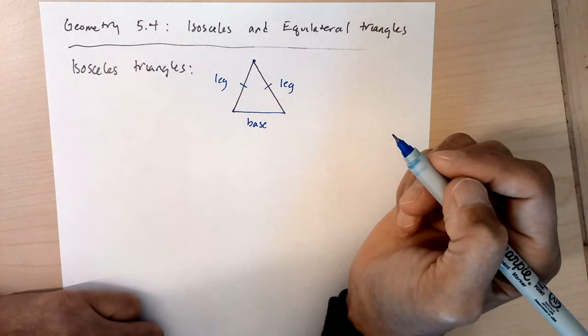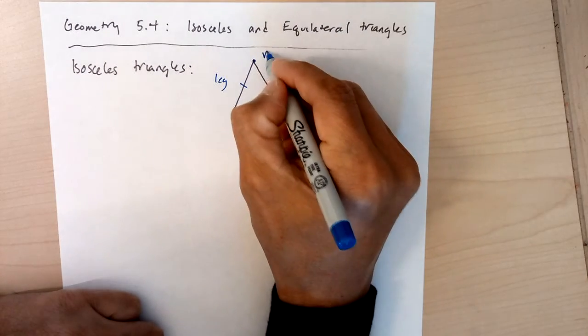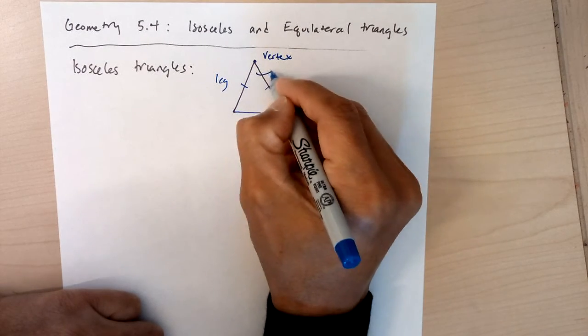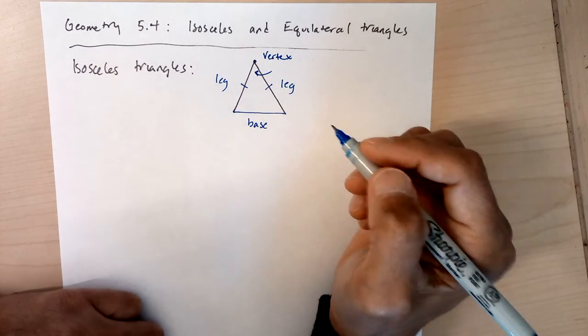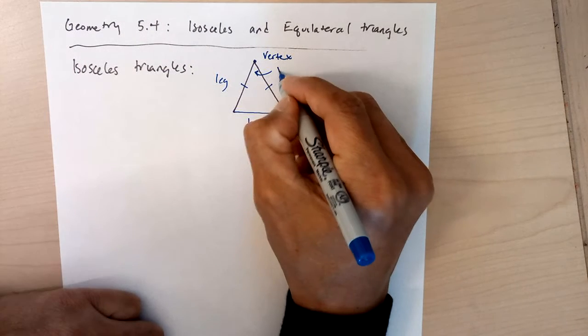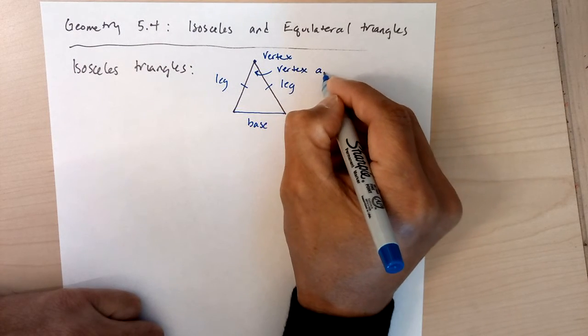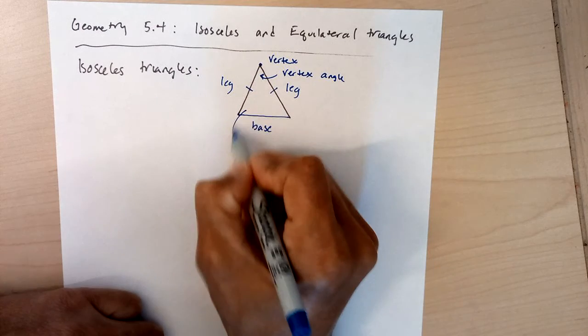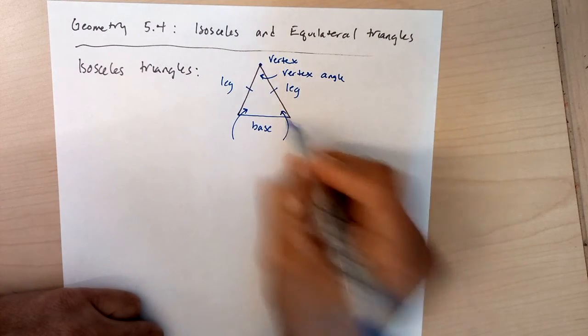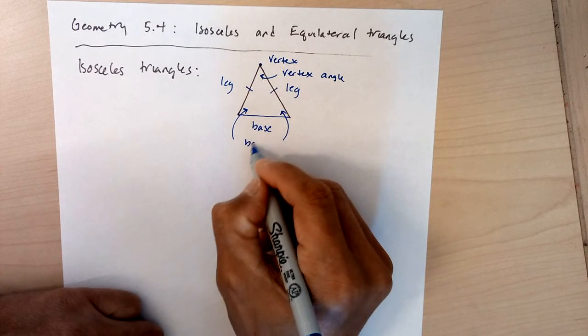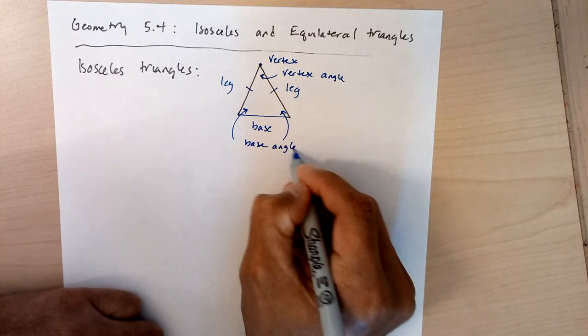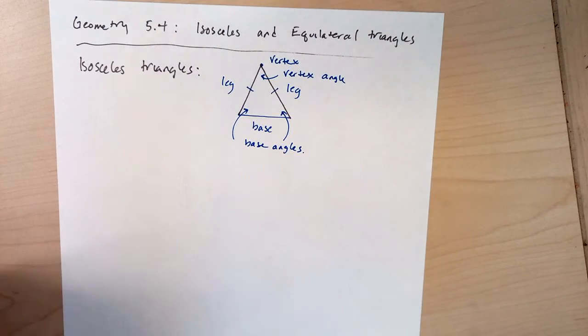The point where the two legs meet is the vertex, which means where the two legs intersect, the angle formed there is the vertex angle. And then these two angles that are made up of the base are the base angles. So those are all the different parts of an isosceles triangle.